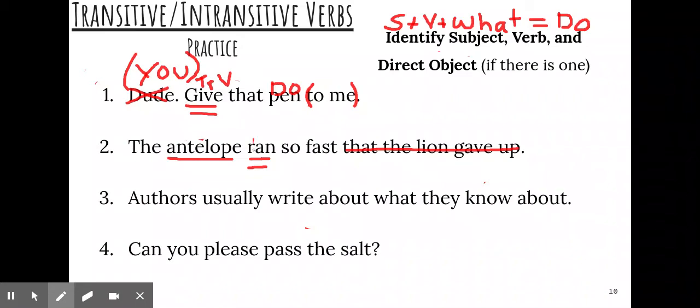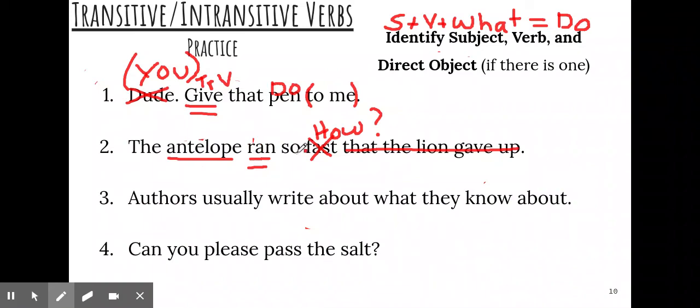Now again, be very careful in the way that you answer that question. Somebody's going to be tempted to say it ran what? It ran fast. But this word fast has two problems. It's not a noun. We want a noun or a pronoun for a direct object, and this is not a noun or a pronoun. And it's answering how, not what. That word fast is telling us it ran how. So that makes it an adverb. And we know adjectives and adverbs are not going to be direct objects. So antelope ran what?